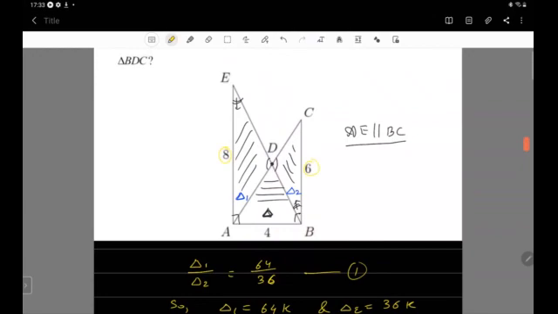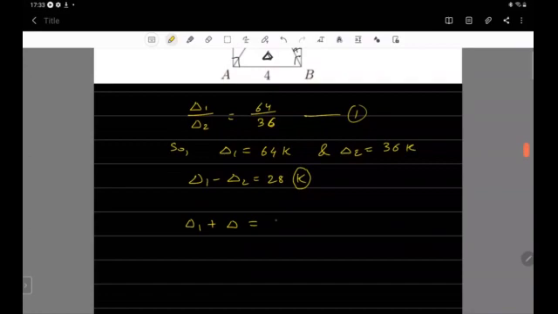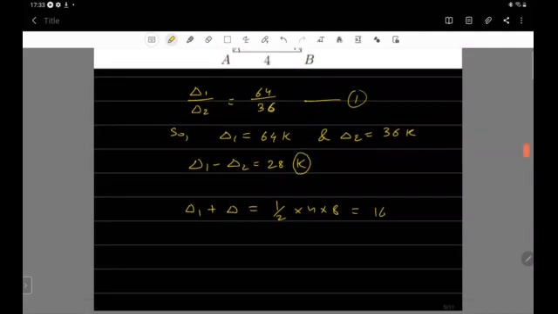Look at this. Delta 1 plus delta. Area of triangle ADE plus area of triangle ADB. It is the area of triangle EAB, which is a right angle triangle. What is the area going to be? Half base into height. Half into 4 into 8. And this is going to be equal to 16.